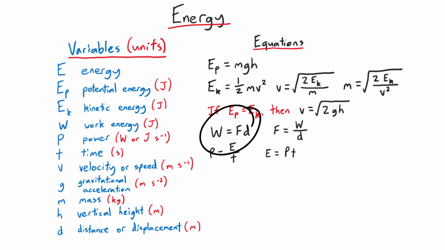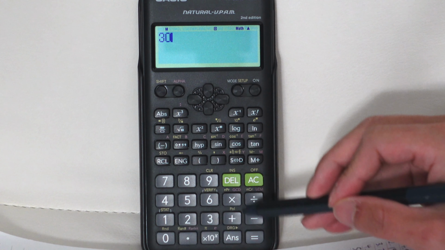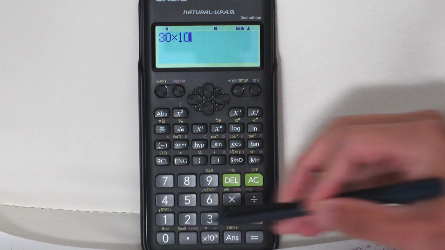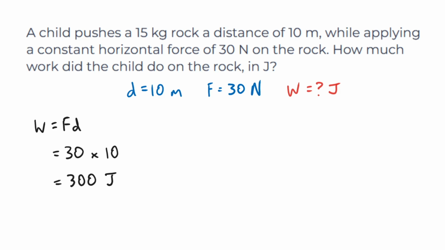The equation for work is force times distance, or W equals Fd. You can see that the mass of the rock is not required. Let's substitute our values into the equation. Work equals 30 times 10. If we put that into the calculator, 30 times 10, we get an answer of 300 joules. This is the amount of energy that the child transferred to the rock.